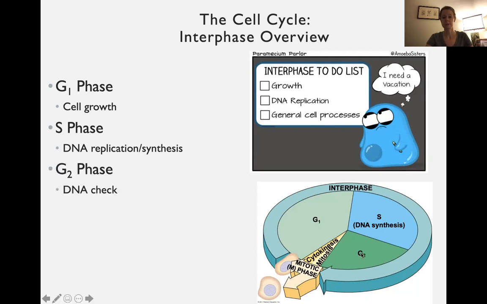And then the G2 phase, the cell continues to grow, and then there's also a DNA check. That DNA was synthesized. Hopefully it was done correctly. That's what the DNA check is for in G2. Right before the cell goes into mitosis, the cell will check the DNA to make sure there aren't any errors. If there are problems with that DNA synthesis, there's a number of things that can happen, and we'll talk about those at the end of this lecture. So G1, S, G2 are the three phases of interphase, and the bullet points under each are the main things occurring in each of those phases.